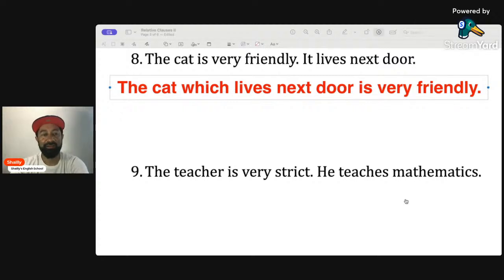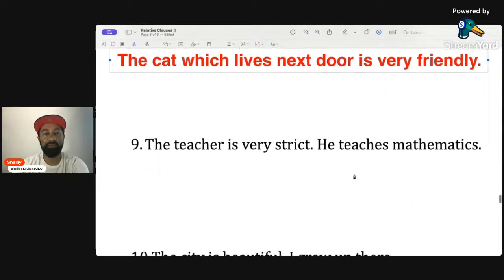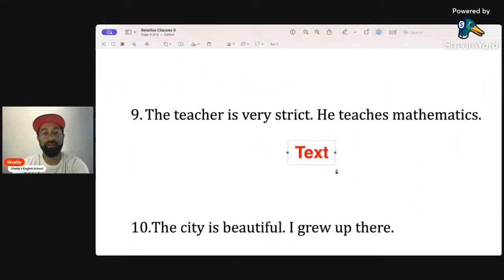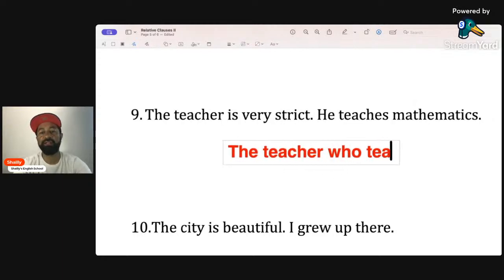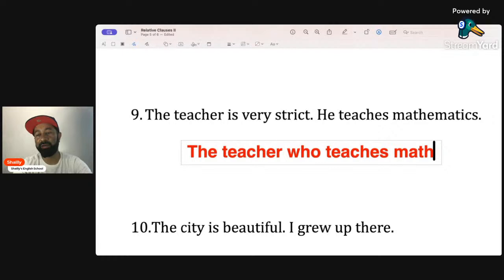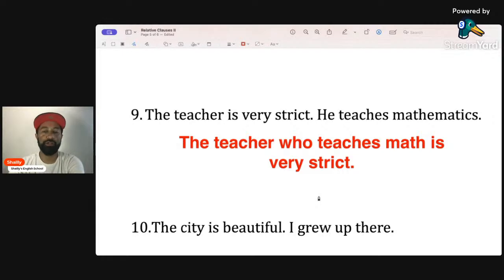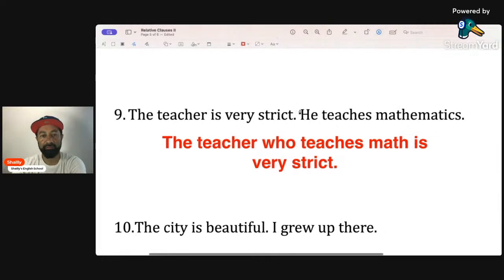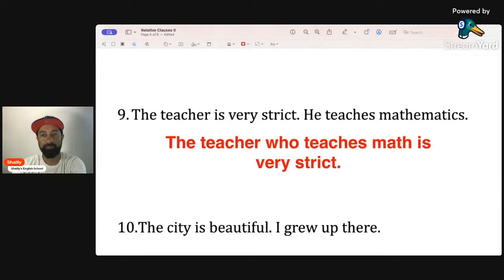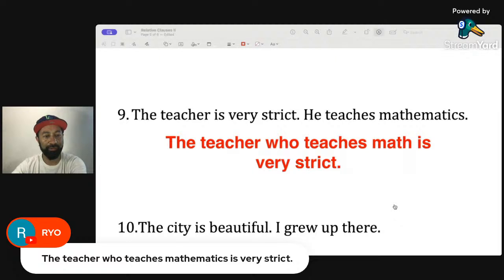Number 9. The teacher is very strict. He teaches mathematics. All right, so let's join those two together. The teacher who teaches mathematics, I'm going to shorten it, is very strict. The teacher who teaches math is very strict. Perfect.